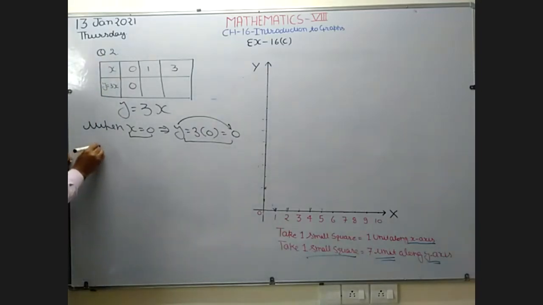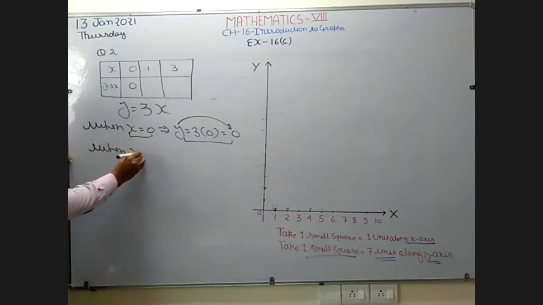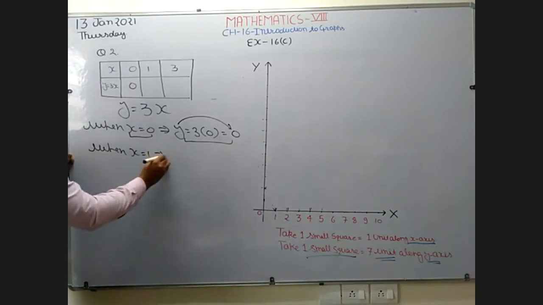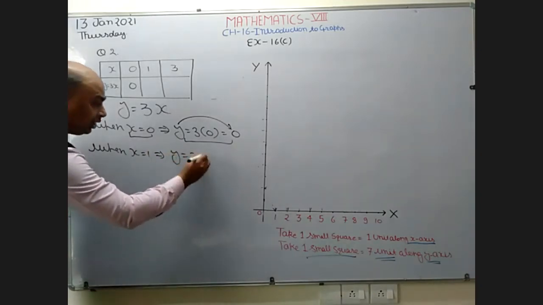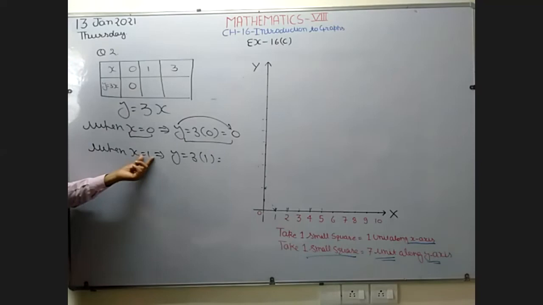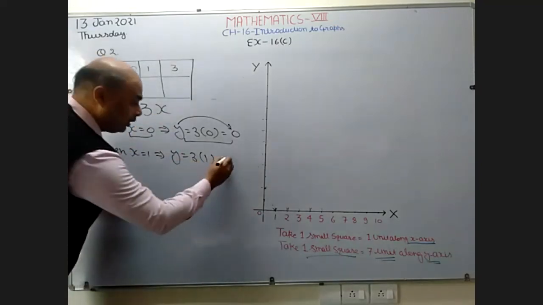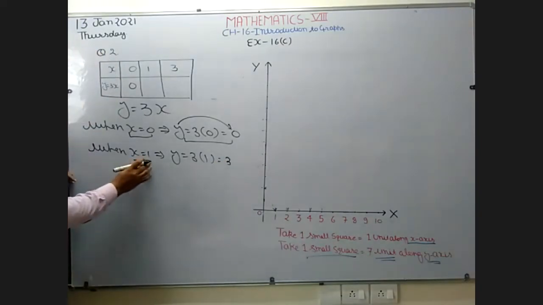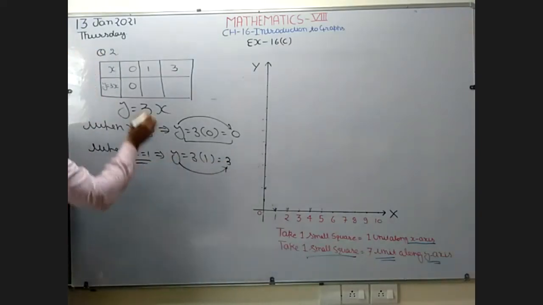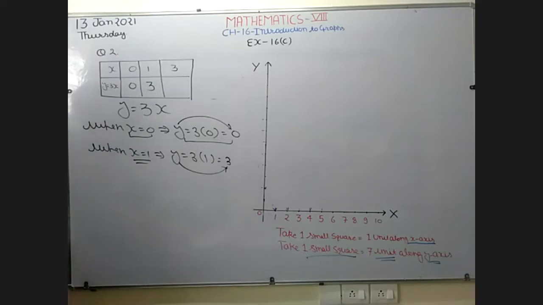Now take x equal to 1. So this implies y equal to 3 into 1. It means instead of x, you want to write 1. So 3 ones are 3. It means when you take x equal to 1, the value of y becomes 3. So write here 3.